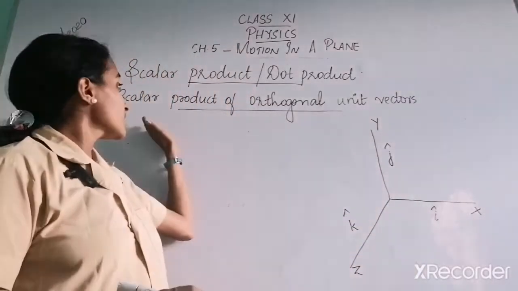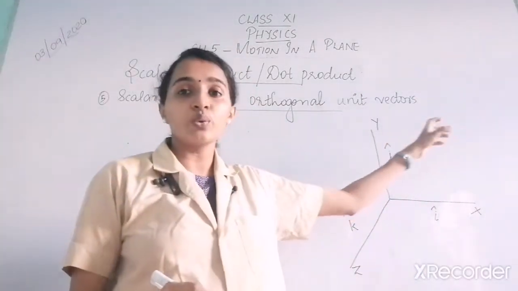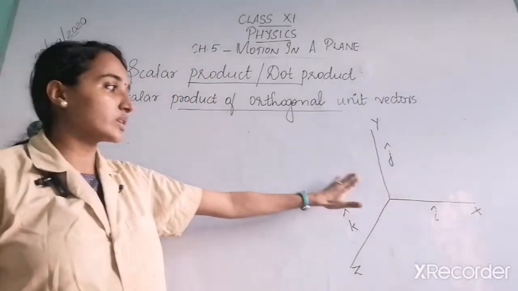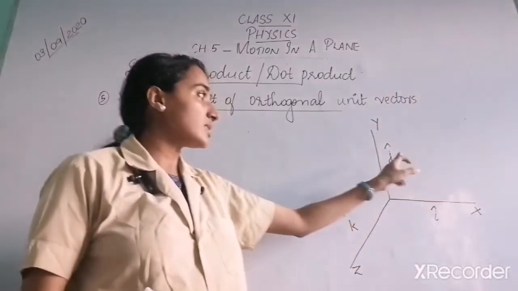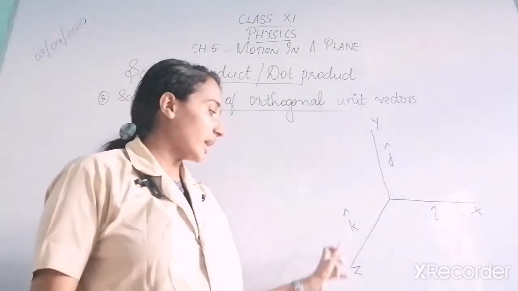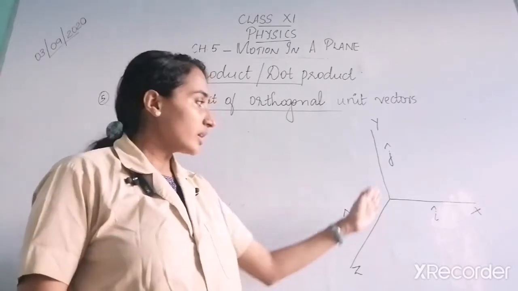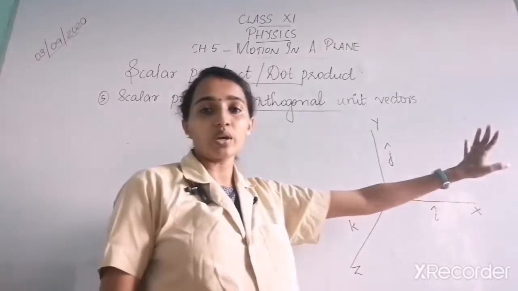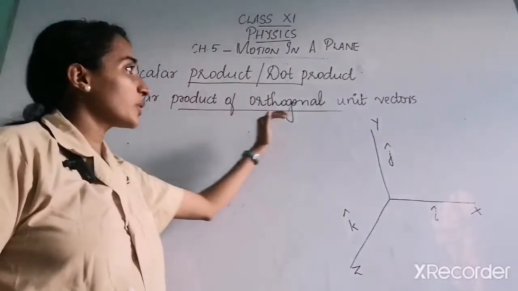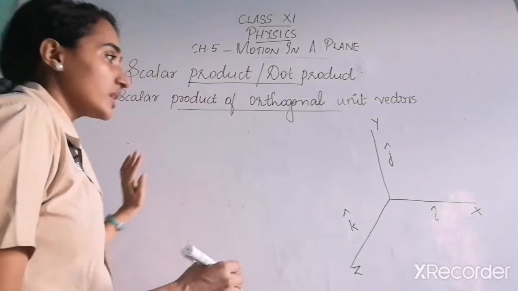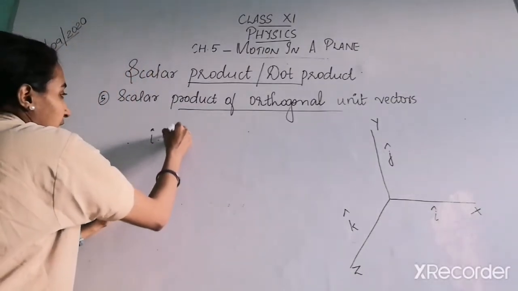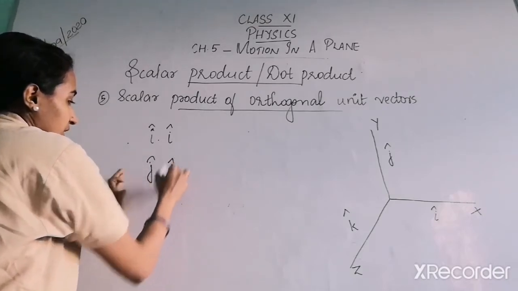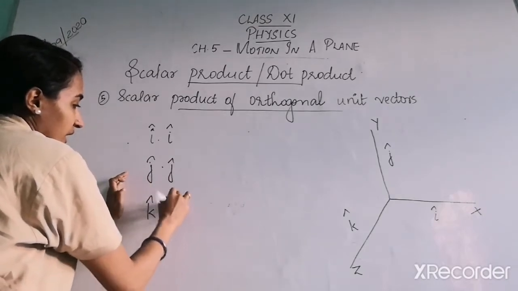Now we are coming to the scalar product of orthogonal unit vectors. We have already seen orthogonal unit vectors in the last class. i is along the x-axis, j along the y-axis and k along the z-axis, isn't it? And you know that in a Cartesian coordinate system all the three axes are mutually perpendicular also. Now when you come to the scalar product of these unit vectors, first let us see i dot i, j dot j and k dot k.